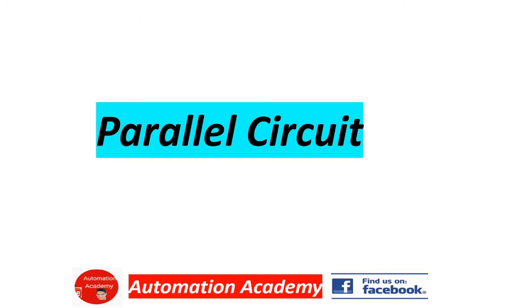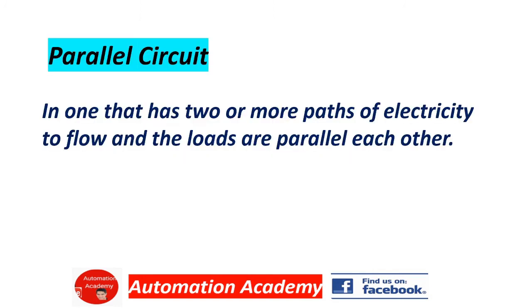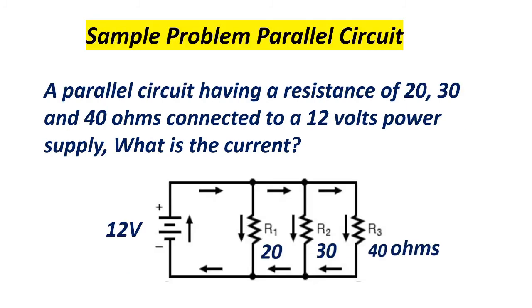Our next topic is parallel circuit. A parallel circuit is one that has two or more paths for electricity to flow, and the loads are parallel to each other. And we have a sample problem here for parallel circuit. A parallel circuit having resistances of 20, 30, and 40 ohms is connected to a 12 volts power supply. What is the current?